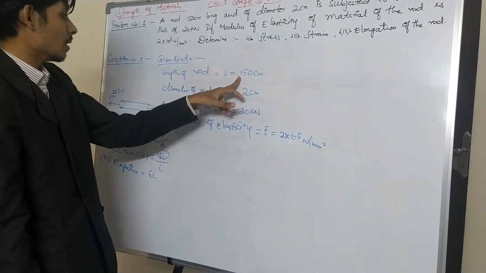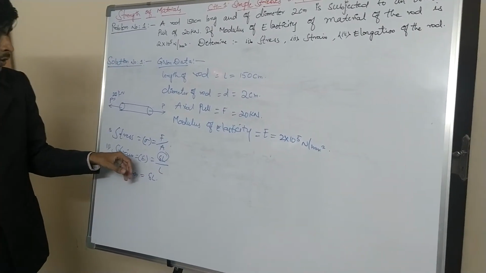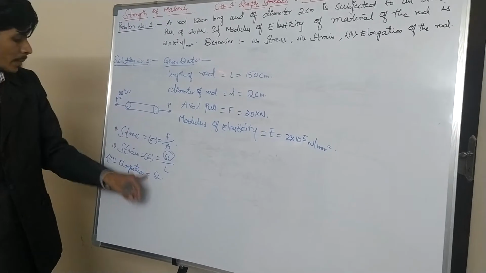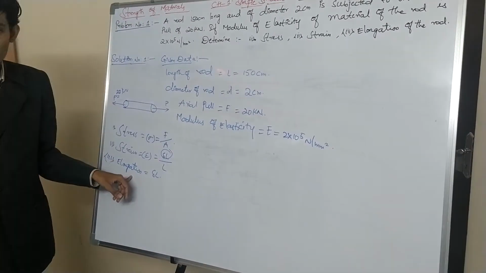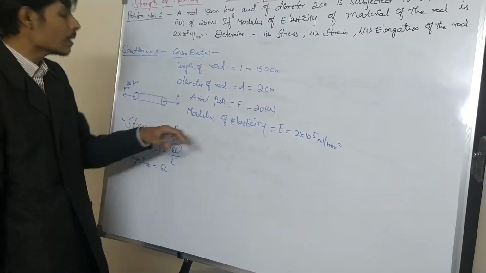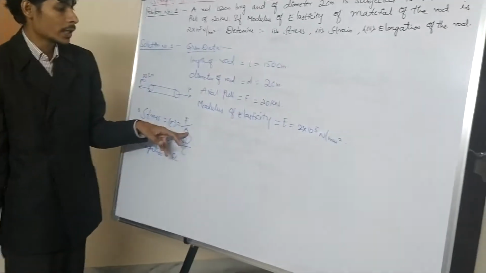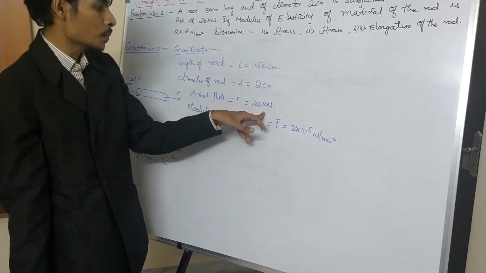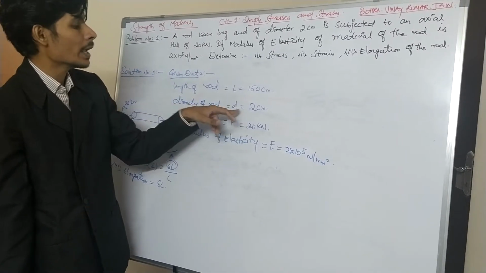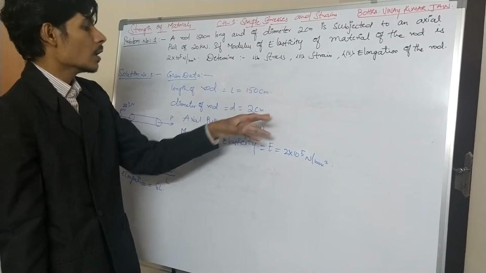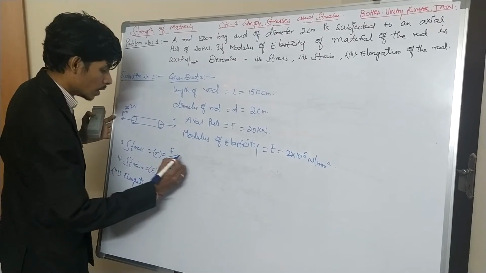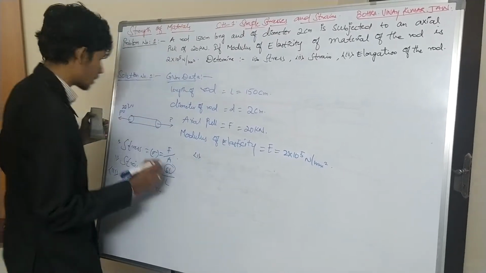Based on the given data, what can we determine initially? Initially we have the length. Can we determine strain? No, because we don't know the change in length. Elongation also we cannot determine. So the possibility is stress. Stress can be determined directly. Stress is force per unit area. Force we already know, the axial pull. Area we can calculate based on the diameter of the rod, that is pi by 4 d square. If you take in terms of radius, it is pi r square. So the first step is to calculate stress.